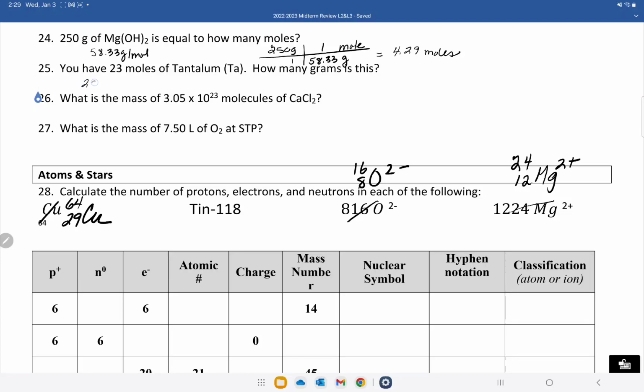So I start with 23 moles, put it over 1, mole comes down, gram goes to the top, and then I get the molar mass of tantalum from the periodic table, which is 180.98, and then multiply those values, and I get 4161.85 grams.